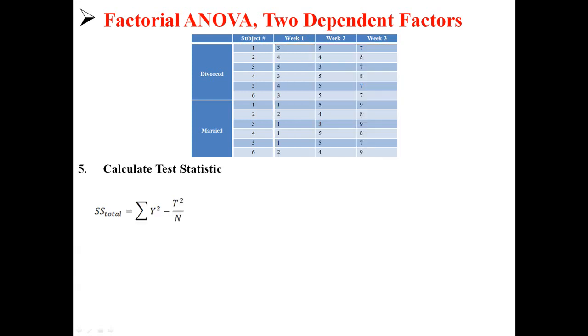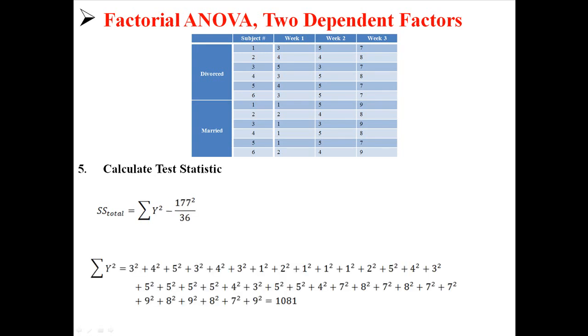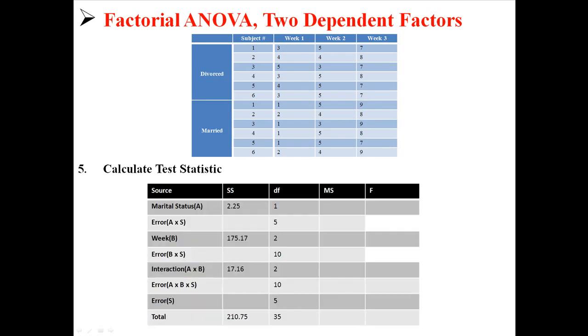17.16. And now we're going to do total because that's pretty easy. We already know the last part, we just need to find the sum of all y squared. Sum of all y squared is just every single score squared and then added together. So our sum of y squared is 1081. So our sum of squares total is 210.75. And there we go.